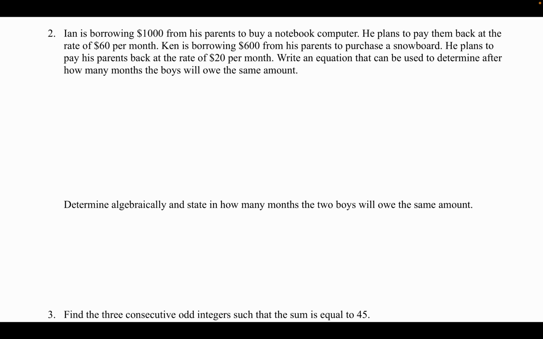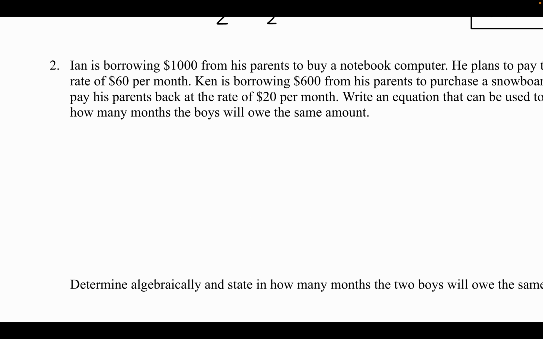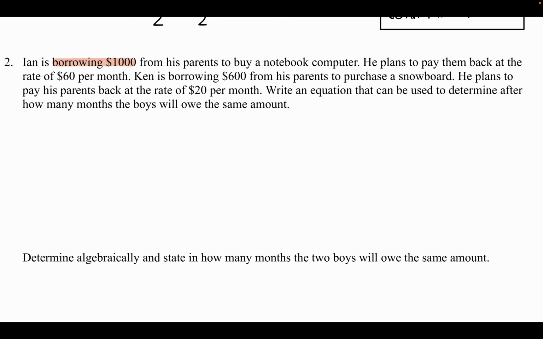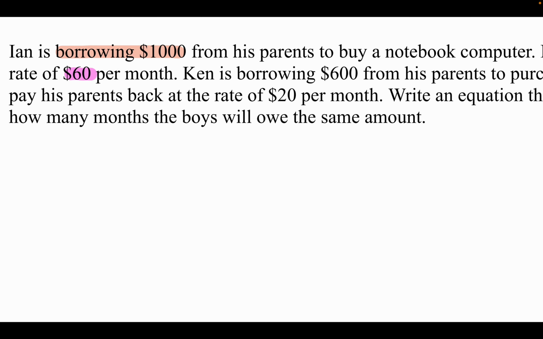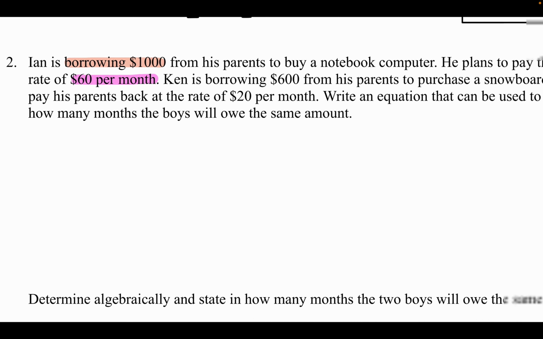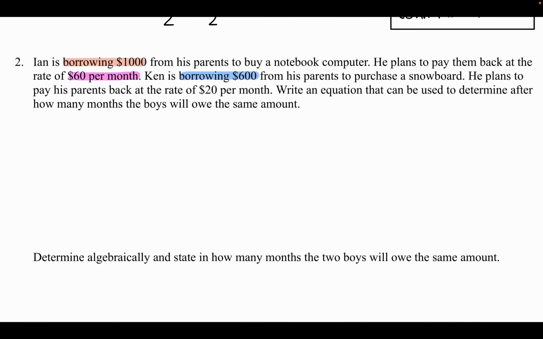On to the next problem. So it says Ian is borrowing $1,000 from his parents to buy a computer notebook. So let's start highlighting. So Ian is borrowing $1,000. He plans to pay them back at a rate of $60 per month. Highlight. Ken is borrowing $600 from his parents, and he's planning to purchase a snowboard. He plans to pay his parents back at a rate of $20 per month.